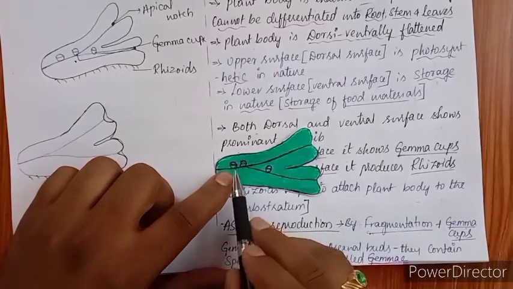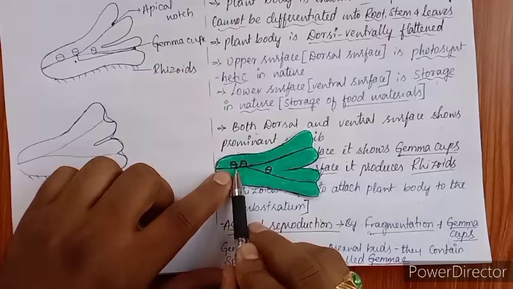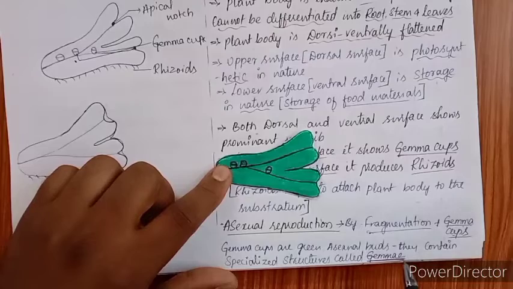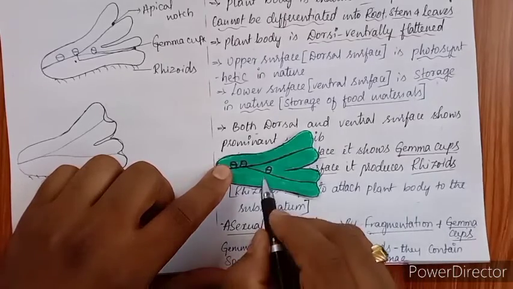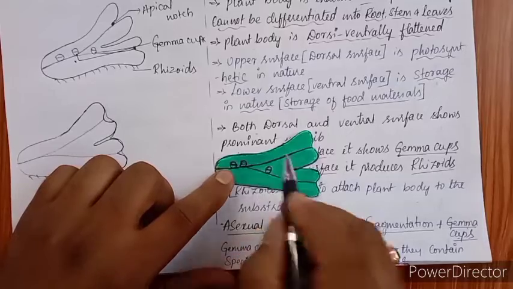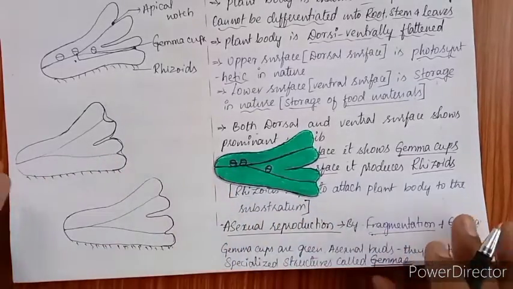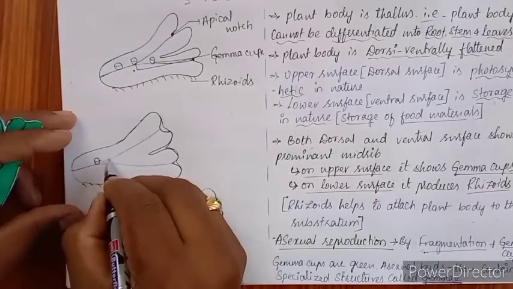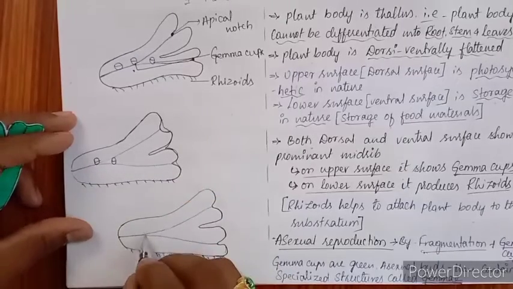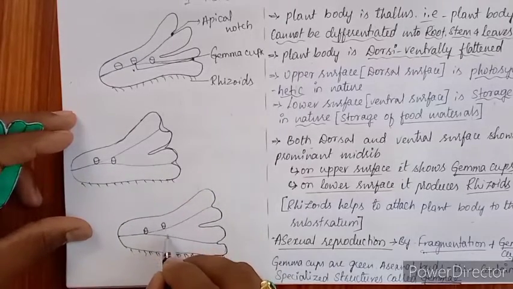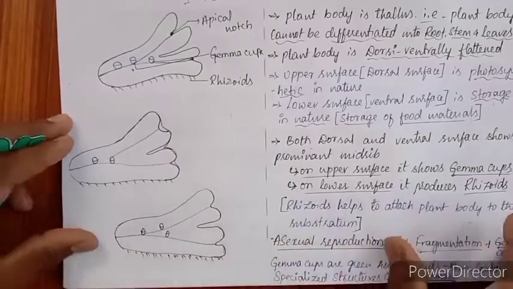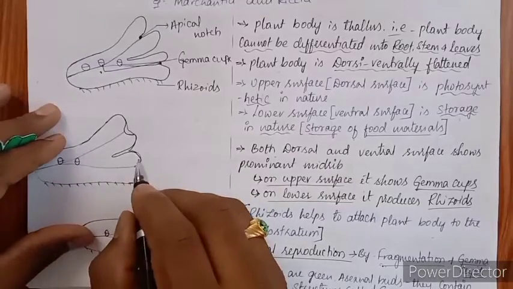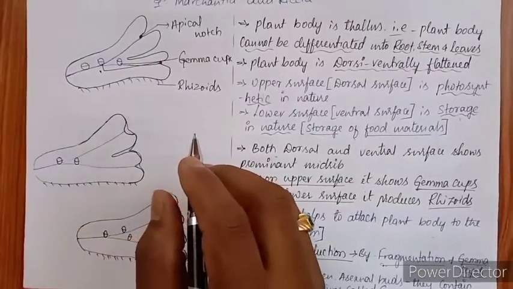These Gemma cups are small green asexual buds having specialized structures called gemmae. Gemmae are the specialized structures present in the Gemma cups that develop into a new plant body. As we move towards sexual reproduction, the plant body has Gemma cups, which are the asexual reproductive structures, and it also shows the presence of the male reproductive structure called antheridia and the female reproductive structure called archegonia.